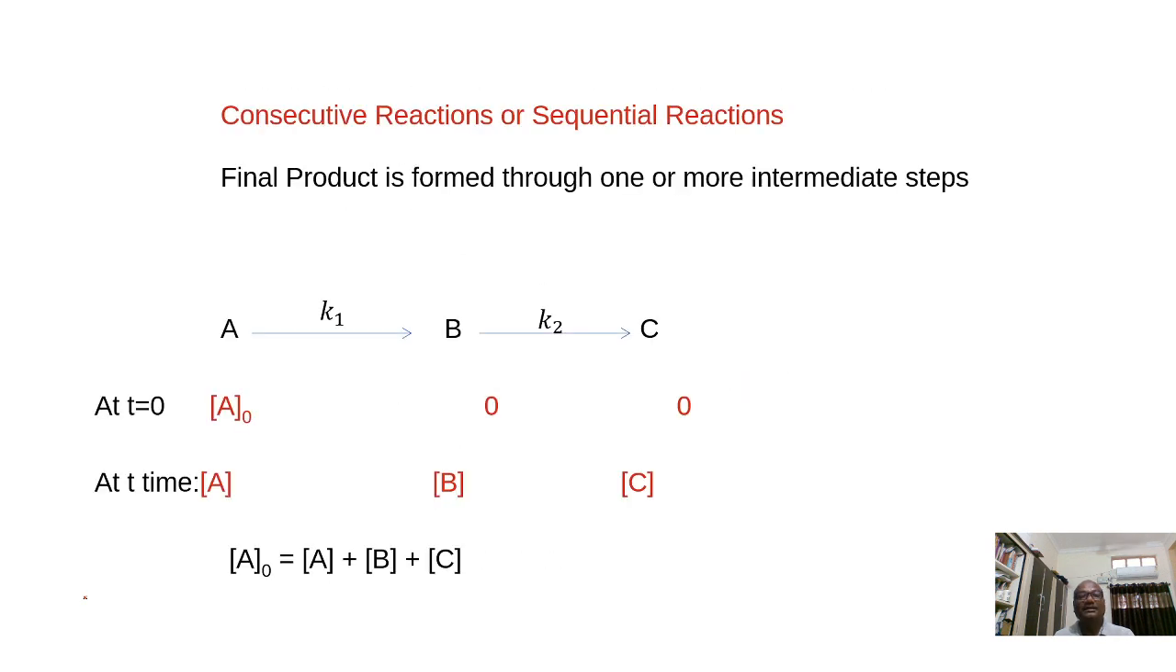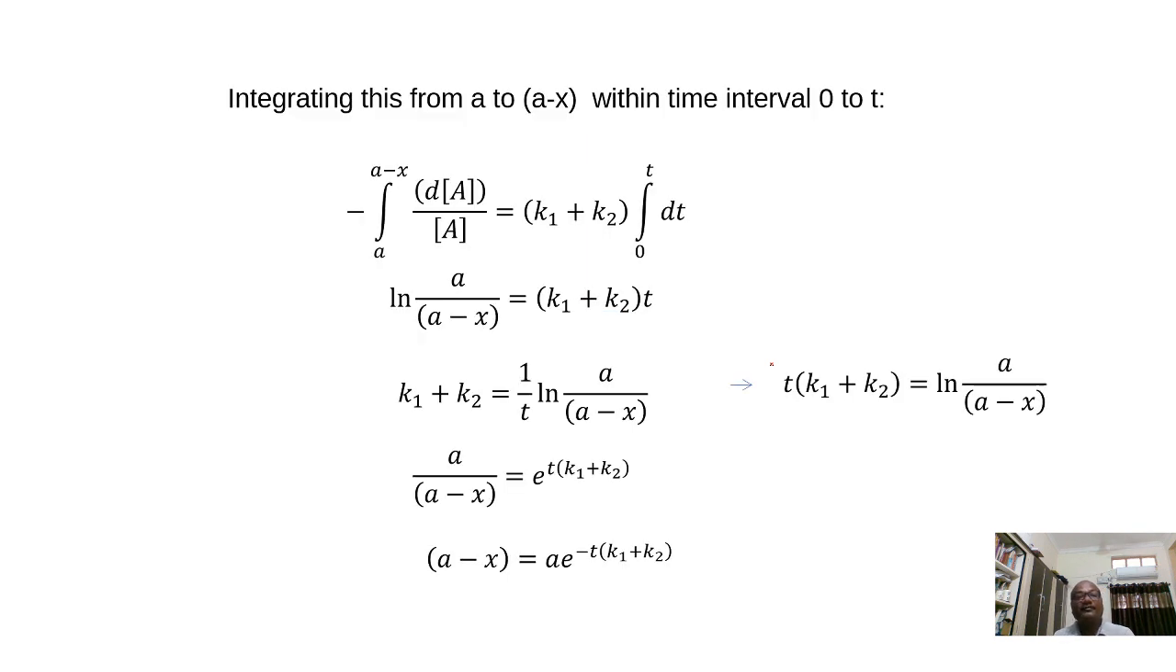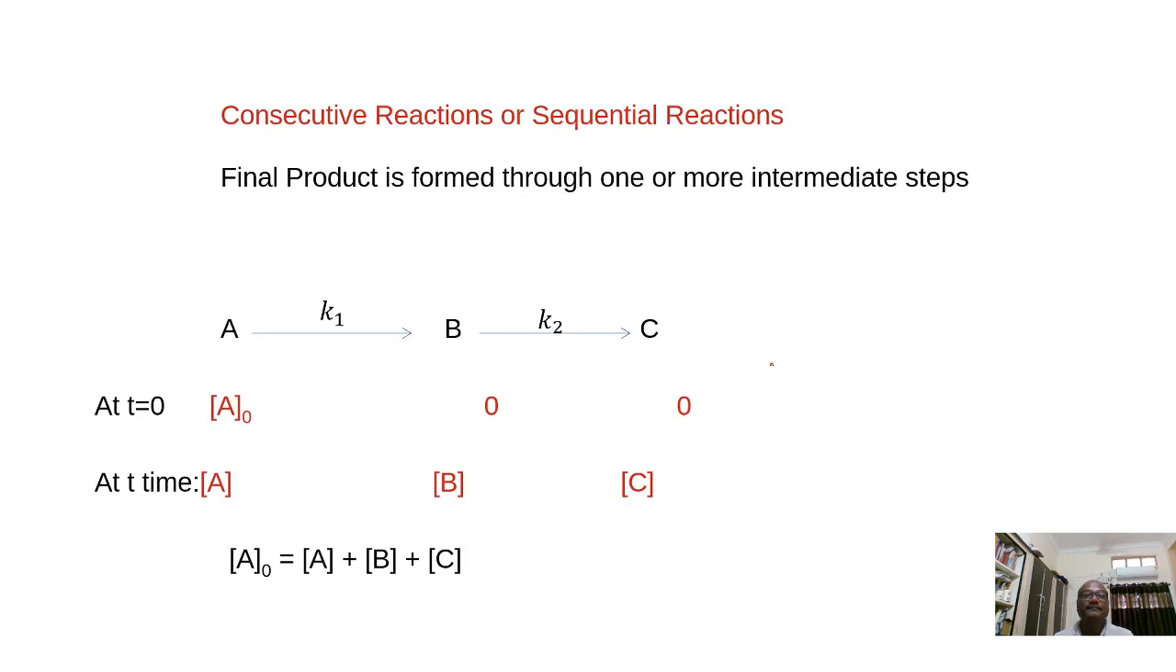This is about the parallel reactions. What are the examples of parallel reactions? Nitration of benzene, bromination of benzene. In organic chemistry, we see many such reactions. Next, we see the details of consecutive reactions or sequential reactions.